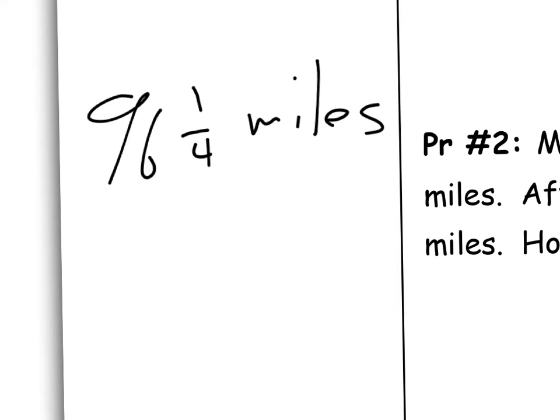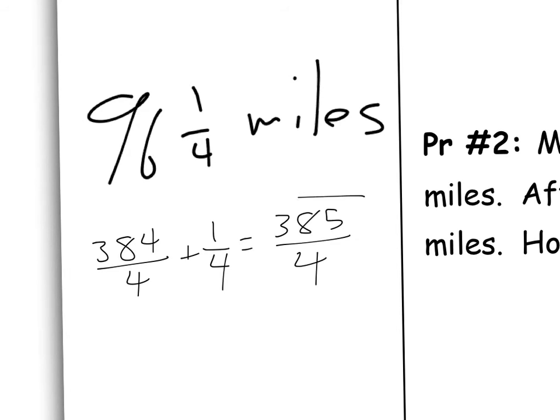So really what I did here is I first changed this 96 into a fraction of 4. So really 96 could be written as 384 over 4 plus 1/4. That's really what we're doing here. Well, 384 plus 1 is just 385. These already have a common denominator, so this is 385 over 4. There's my improper fraction.